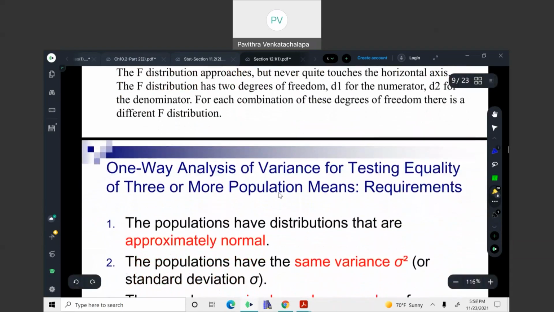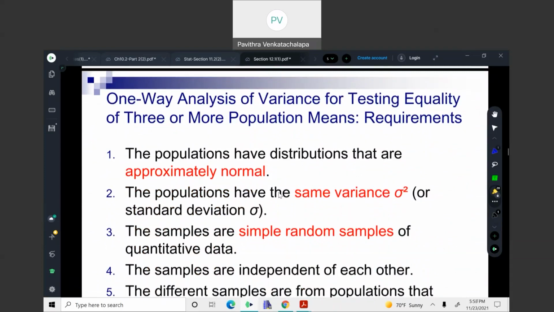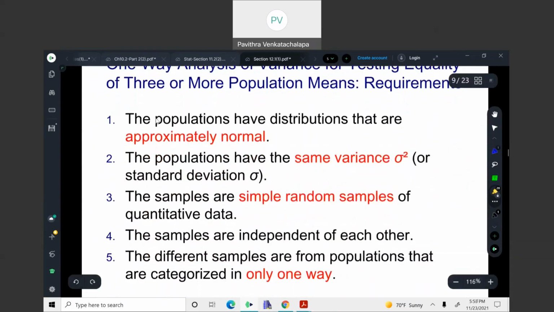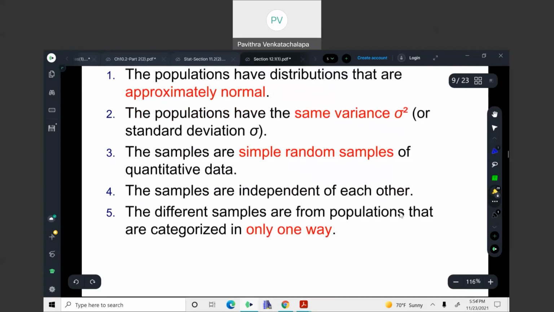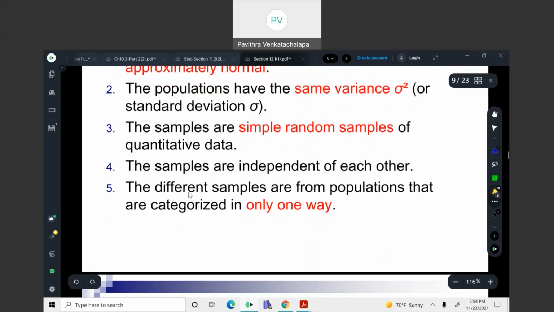Now, what are the requirements for this ANOVA technique? Whichever populations have been considered, the population need not be exactly normally distributed, but it has to be approximately normally distributed. They must have the same variance, which means they must have the same standard deviation. It has to be a random sample. They have to be independent of each other. And whenever you categorize these different samples, it has to be categorized in one way.